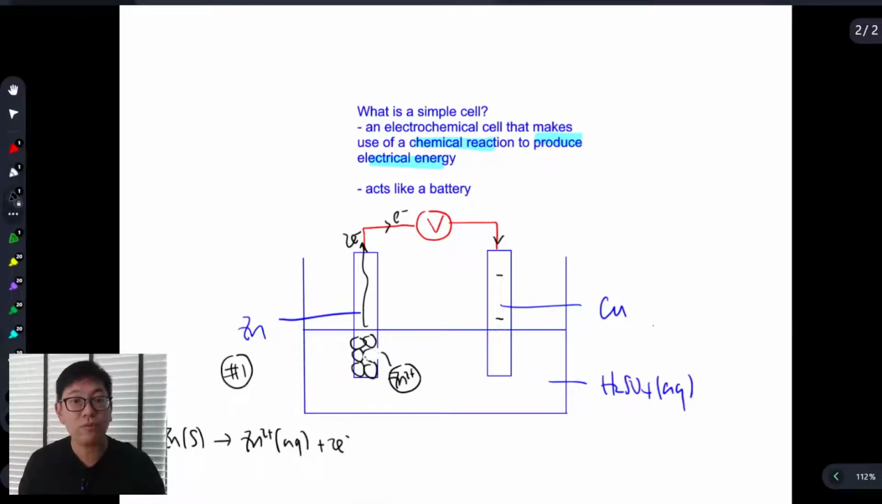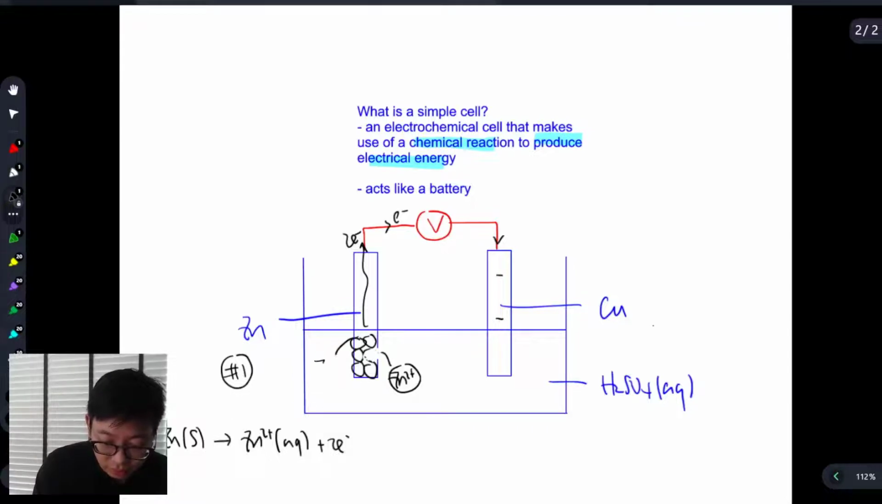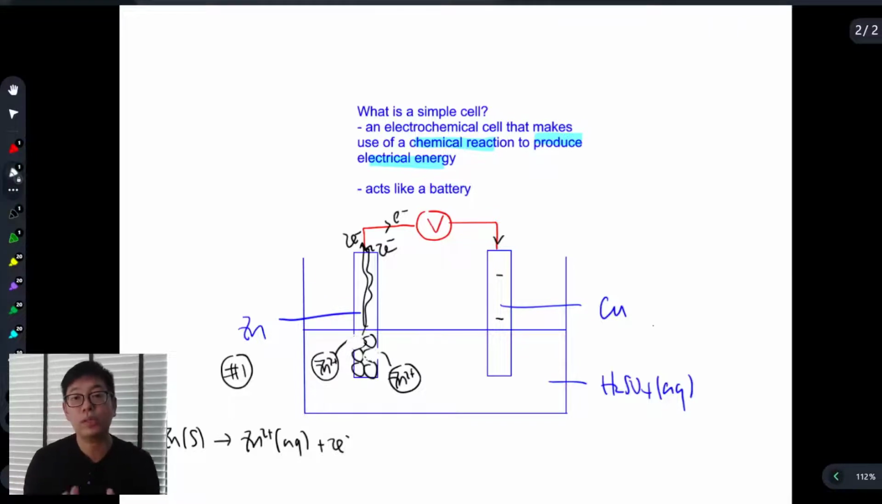Let's do one more. Another zinc will form a zinc ion, and the electrons will move into the wire, and when that happens, this zinc atom also disappears. As a result, you will see your zinc electrode become smaller and smaller in size, so it will decrease in size.